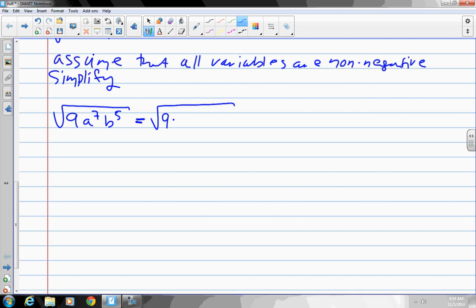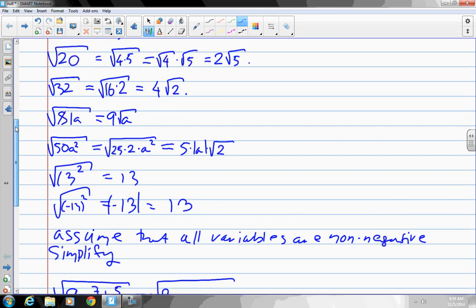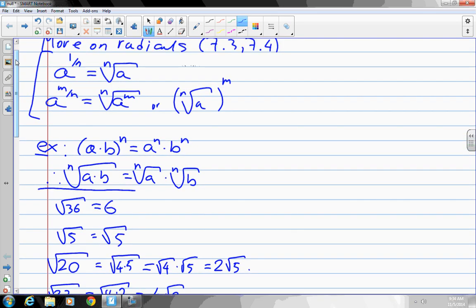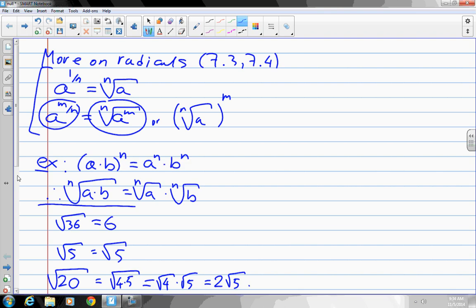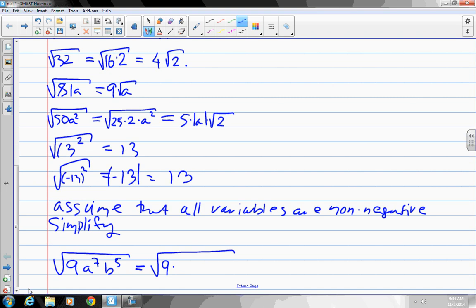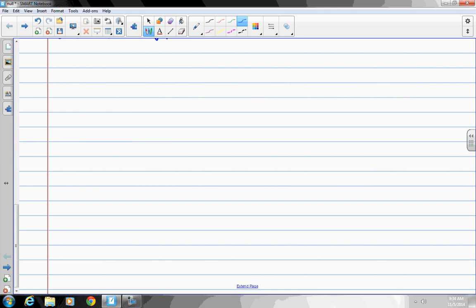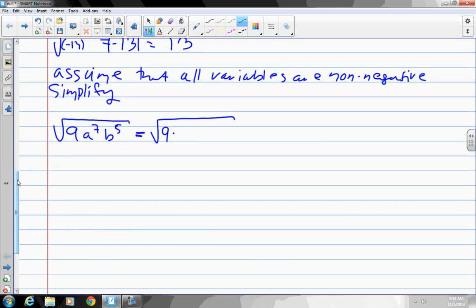Now, because we understand when we take the square roots, the square root is equivalent to dividing whatever the power is by 2. Based on this rule, when you take the square root, it's the same as dividing the power by 2. So basically, we're looking for even powers. Every even exponent is a perfect square. So what is the largest perfect square that goes into a to the power 7?